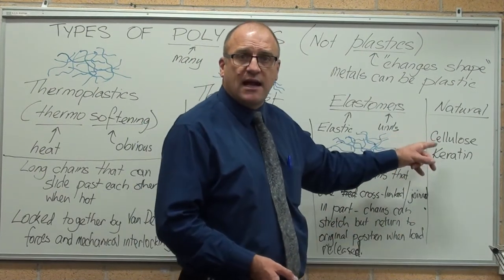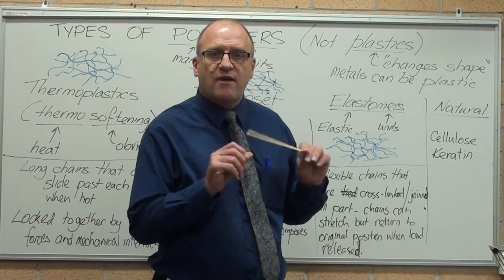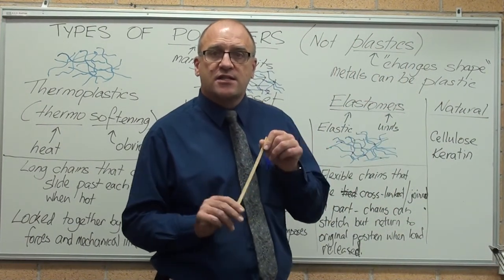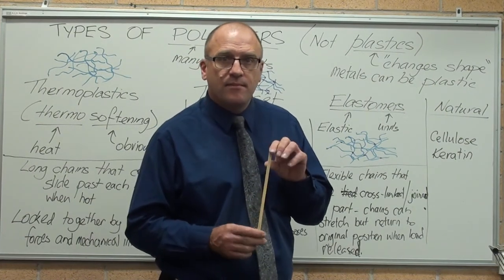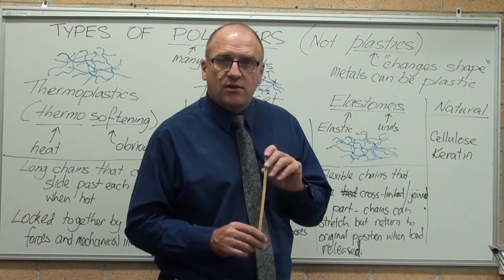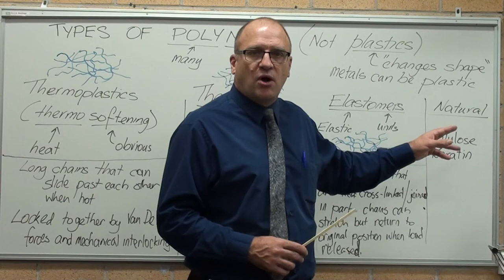Elastomers. The fourth category is natural polymers. Wood. Wood's a natural polymer. It's cellulose. The cells are made up out of cellulose, hence the name, and they're bound together by a natural polymer called lignin. So wood is a natural polymer.